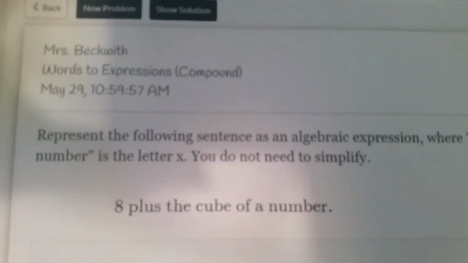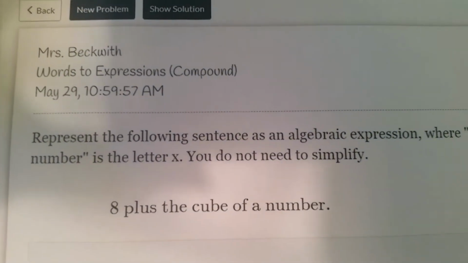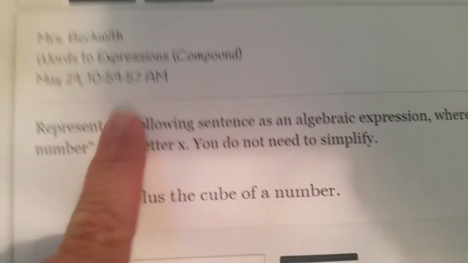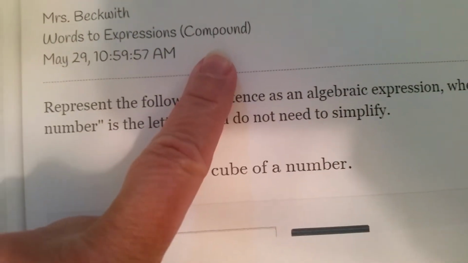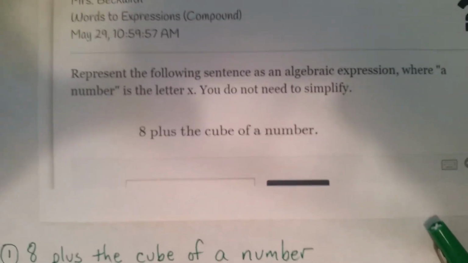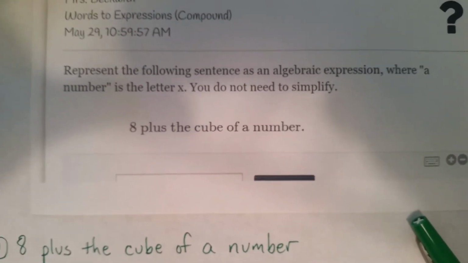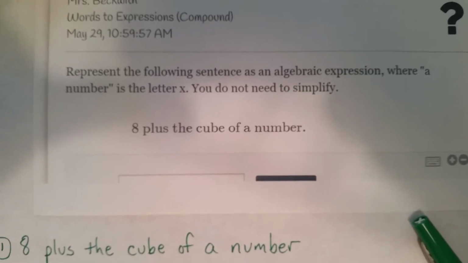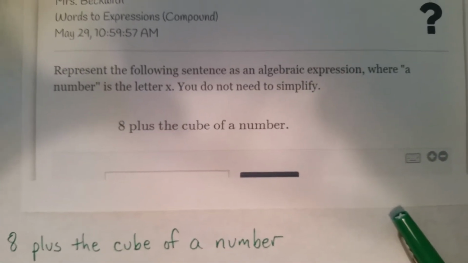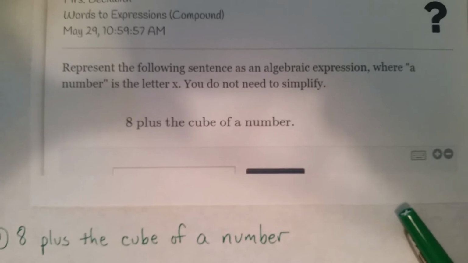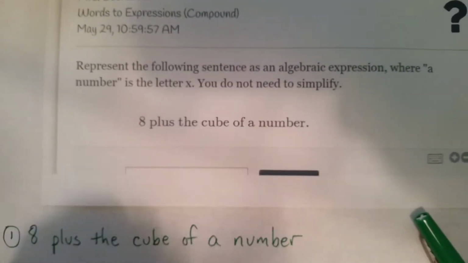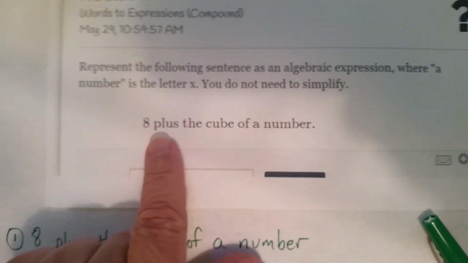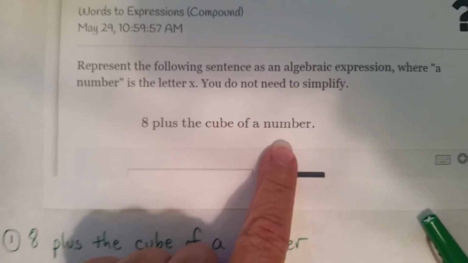Let me refocus. Okay, notice here at the top it says Words to Expressions compound. So that means, like a compound sentence, it's going to have an and in it. Represent the following sentence as an algebraic expression where a number is the letter x. You do not need to simplify. Okay, I'll explain what that means. This one says 8 plus the cube of a number.